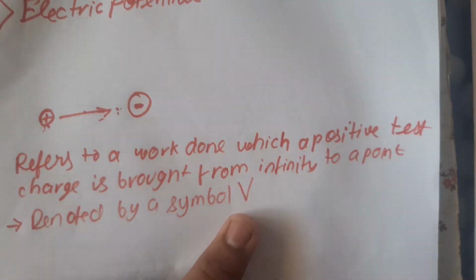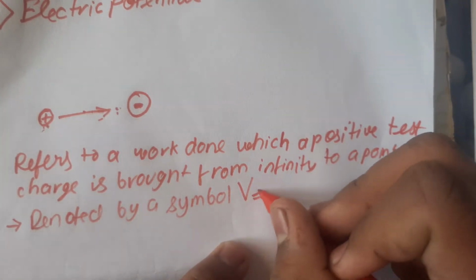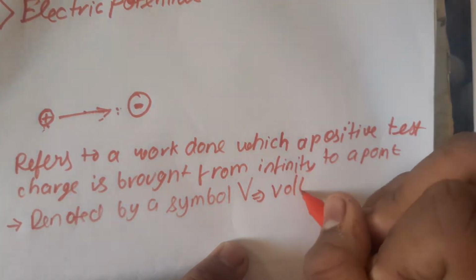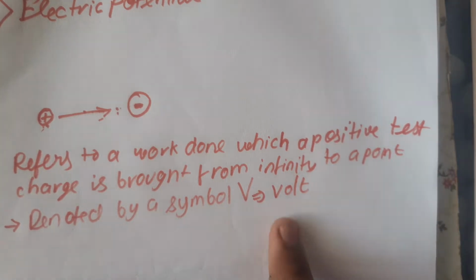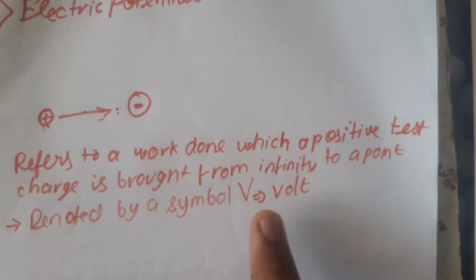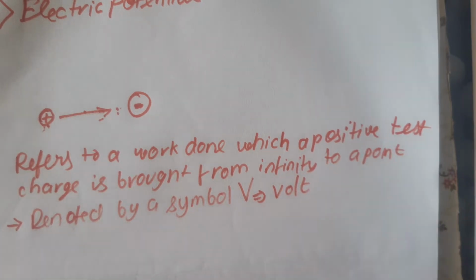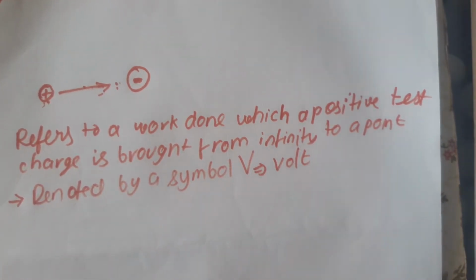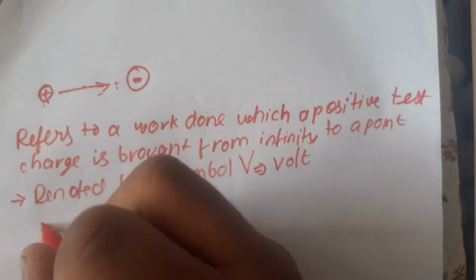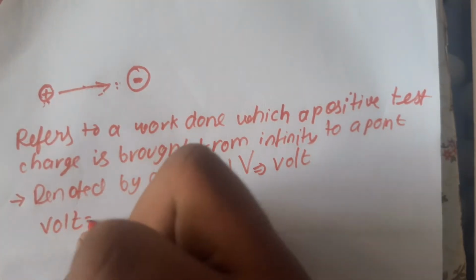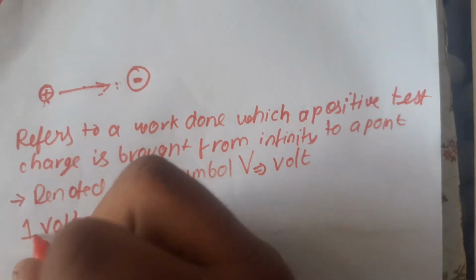Now what is V? V refers to volt. We have heard of volt or voltage, wherein most of the appliances that we use in our daily lives contain this 220 volt reading. So this is voltage, electric potential, or potential difference, which we are going to learn later in this video. So what is 1 volt?